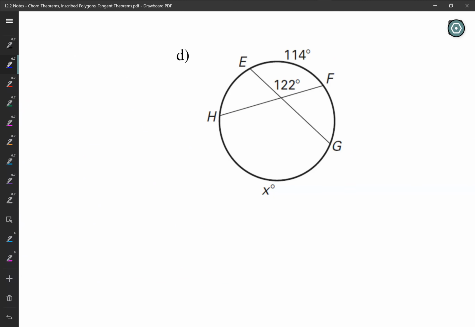So this one, I would look at and go, well, what do you have to add or subtract to get from 114 to 122? Okay, well, that's 8. All right, so I would need to add 8. So to get from 122 to x, add 8.